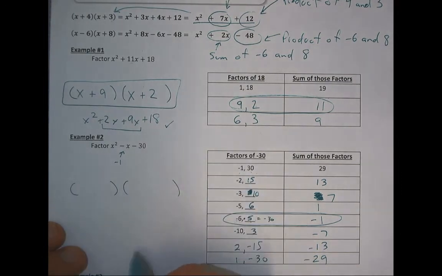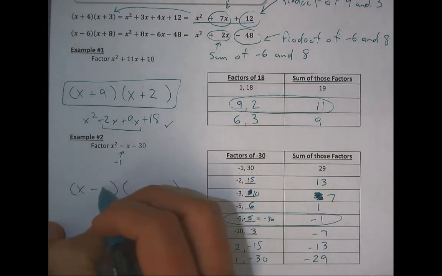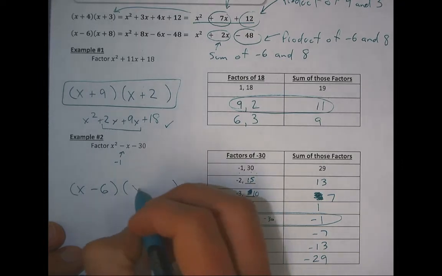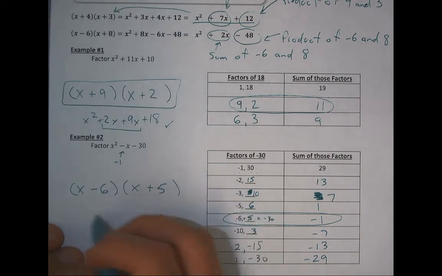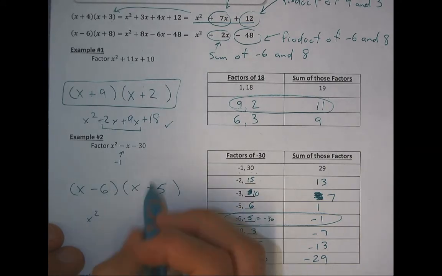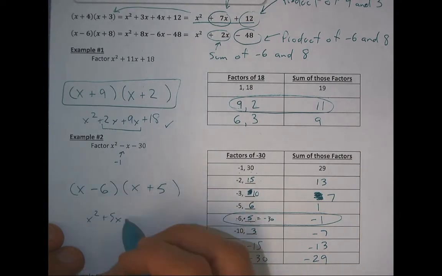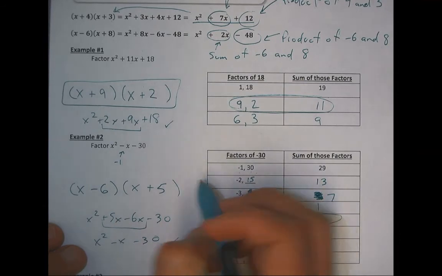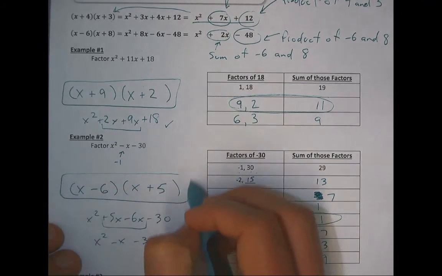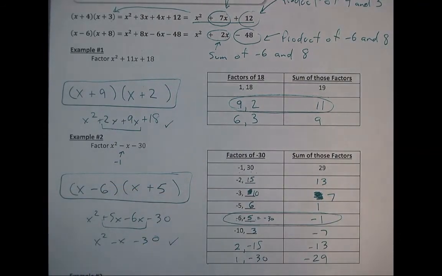Let's double check it. When you have a negative, you're going to write it as a minus. So x minus 6, x plus 5. Let's expand it. So I'm going to get x squared. I'm going to get positive 5x. I'm going to get negative 6x. And I'm going to get negative 30. These combine to make a negative x. And a real quick check, I've gotten back to where I started. And so this is the correct factored form.